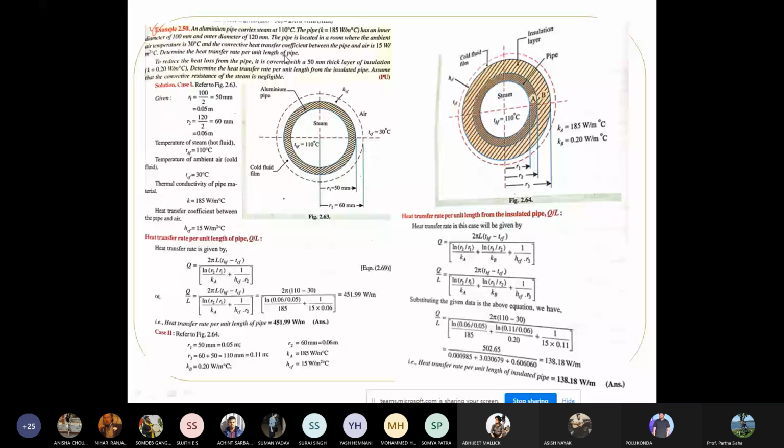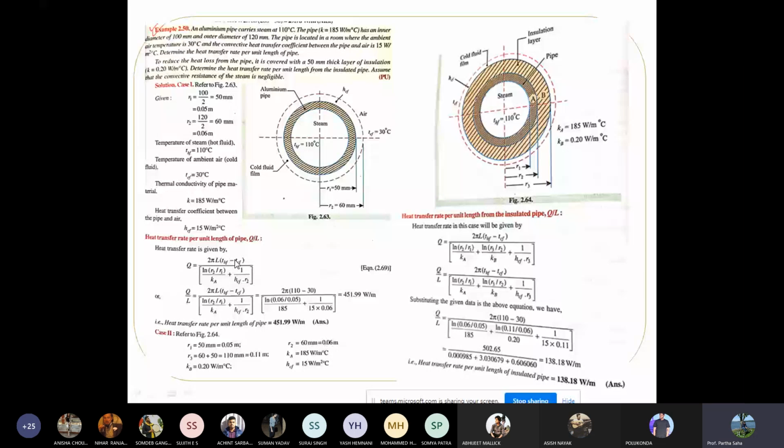So let us first consider the first case, no insulation, with only the inside radius and outside radius of 15 millimeter and 16 millimeter. Inside temperature 110 C, outside 30 C. It's very simple. R1, R2 you determine, THF given, TCF given, thermal conductivity K given. The heat transfer coefficient between the pipe and the air is also given, right? This is the pipe and the air, 15 watt per meter squared C. So you just put in the values for the heat transfer rate per unit length, that is Q by L. So actually L will be 1 here.